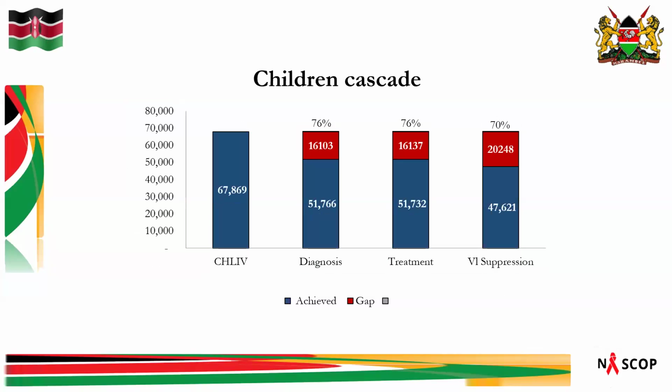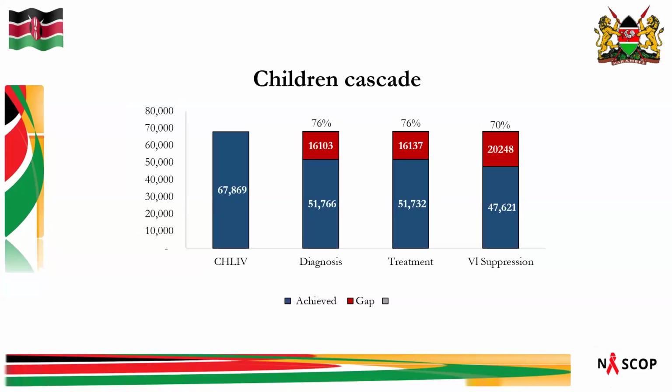When we segregate according to ages and other subpopulations, we have the children. For the children, we have around 67,869 estimated children living with HIV.